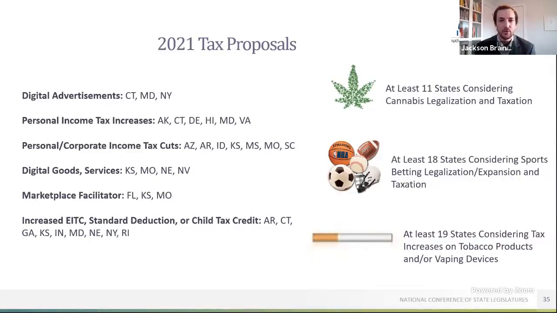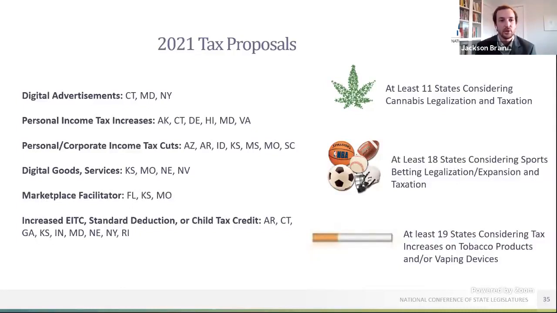Another 8 states have proposed increasing earned income or child tax credits, or increasing the standard deduction, or otherwise providing relief to taxpayers through the income tax code beyond cutting rates. And then several states have also introduced legislation intended to limit property tax increases or increase homestead exemptions. Those include Indiana, Kentucky, Montana, Nebraska, and Texas.